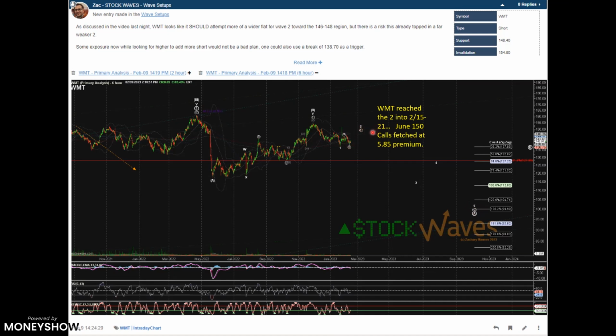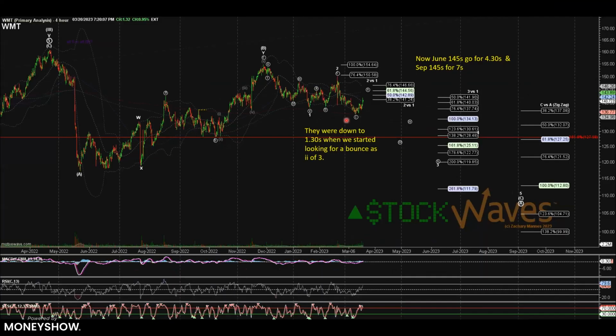And we did end up reaching into that ideal target region for the wave 2 bounce in the middle of February, from February 15th to February 21st. And at that point, the June 150 calls on Walmart could be sold for a premium of about $5.85, which is a very nice premium. And then we can fast forward to a more recent chart.